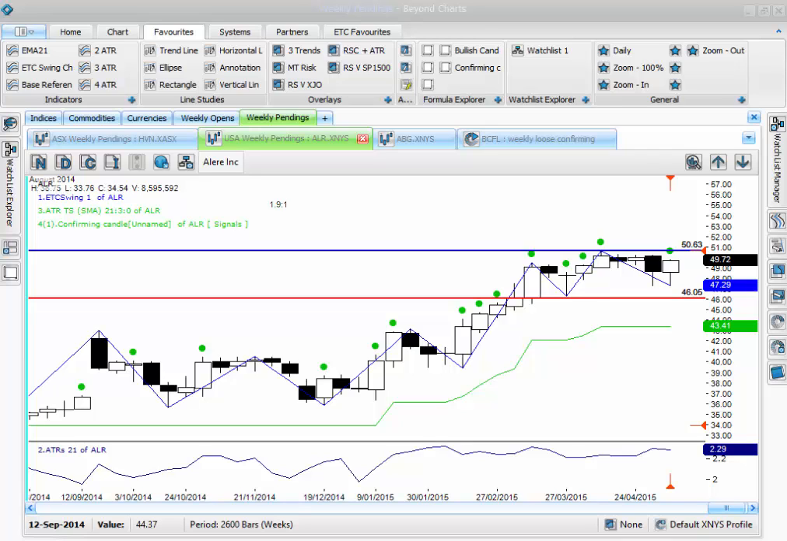Okay, why using weekly and not daily? We're using weekly because it's the medium term session, and we only use weekly charts for that.